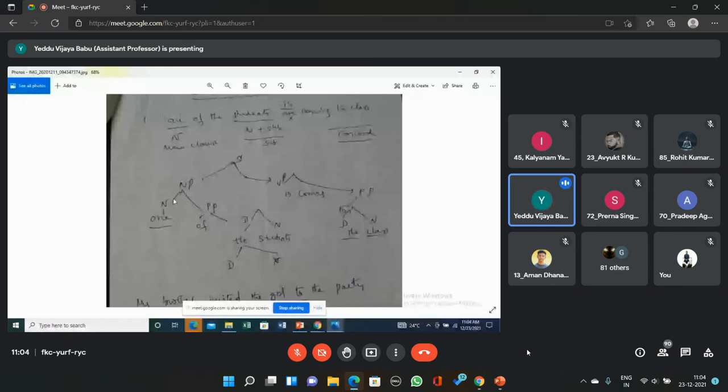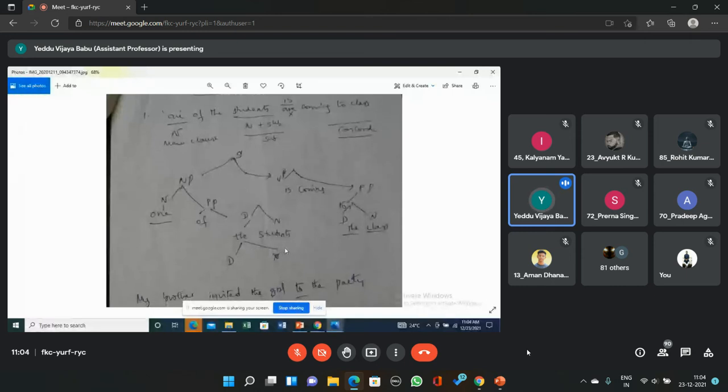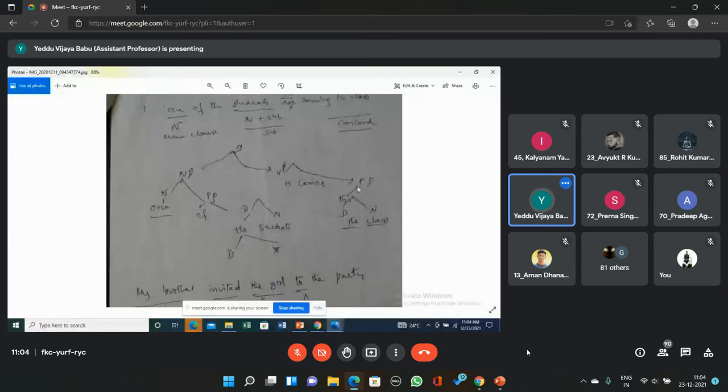So this is the noun phrase, this is the prepositional phrase, this is the verb phrase, and this is again a preposition. The determiner with the noun phrase, and this is again a preposition. To the class is a prepositional phrase, right? So this is one segmentation.